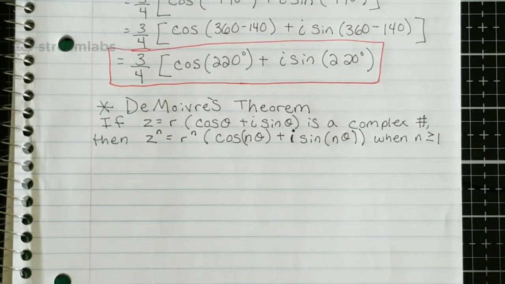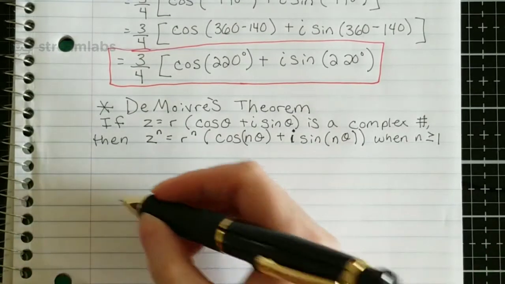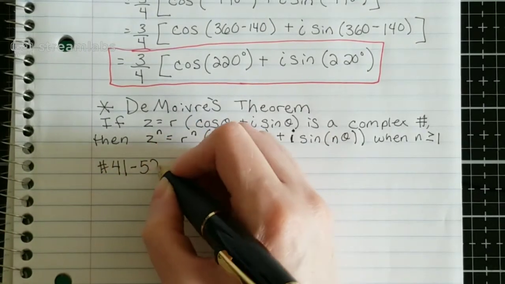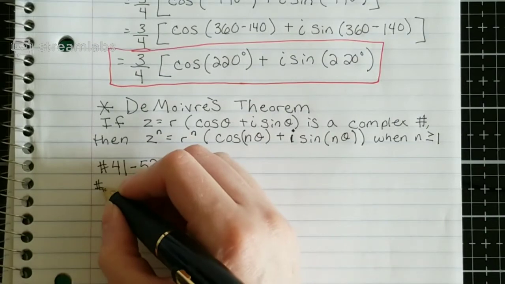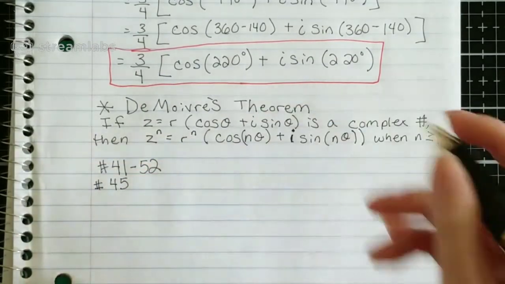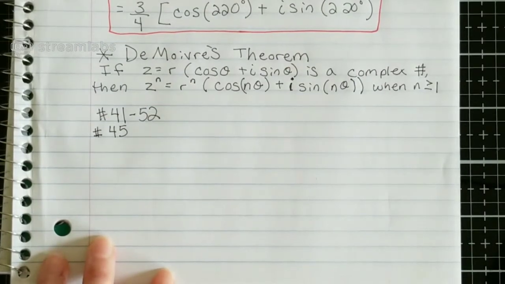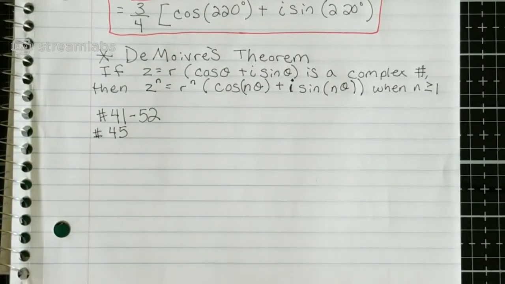Okay, so we're going to do number 45. This is what you will do for 41 to 52. You're going to use this theorem for that. And we're going to do number 45. They want you to write the expression in the standard form a plus bi.